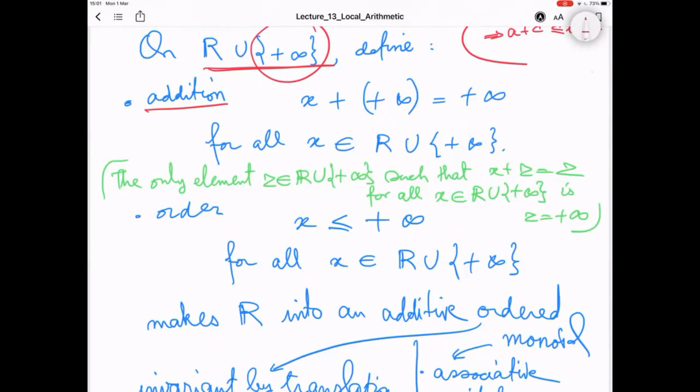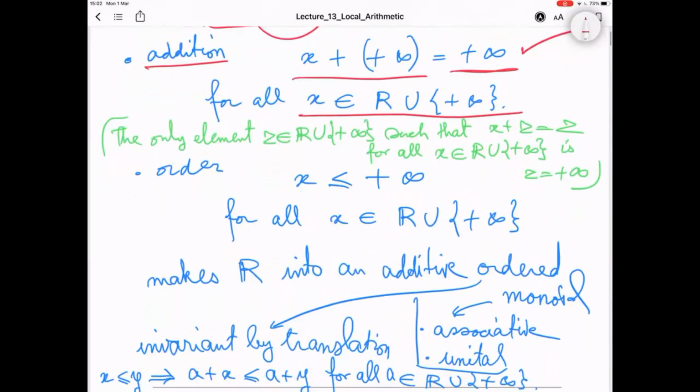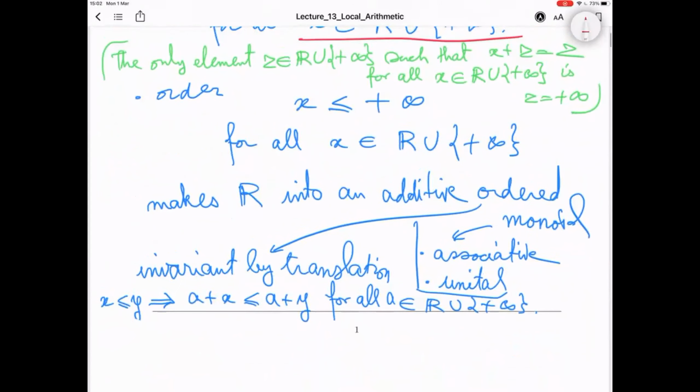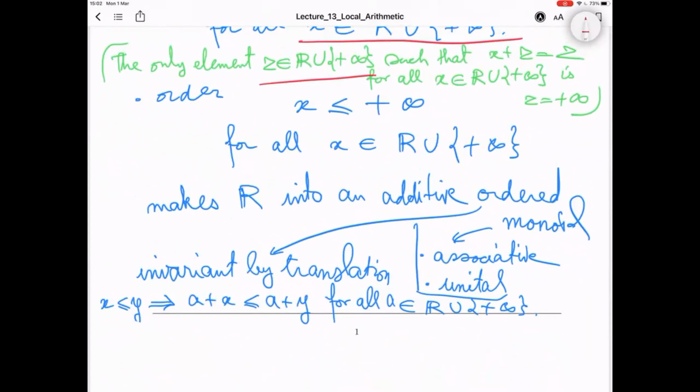So of course, elements of R are going to be added as they were earlier. And how do you add plus infinity to an element X in R union plus infinity? You just define it to be plus infinity. For every X in R union plus infinity, you define X plus infinity to be plus infinity, okay? So in this definition, the only element in this set such that X plus Z is equal to Z for all X is the element plus infinity.